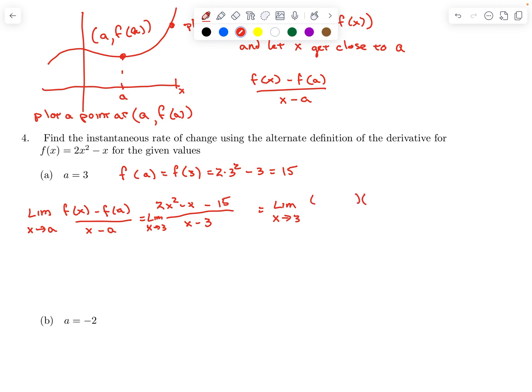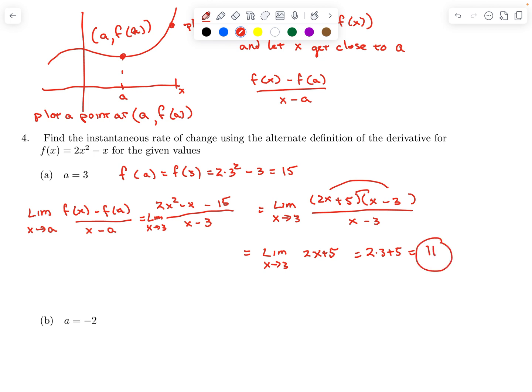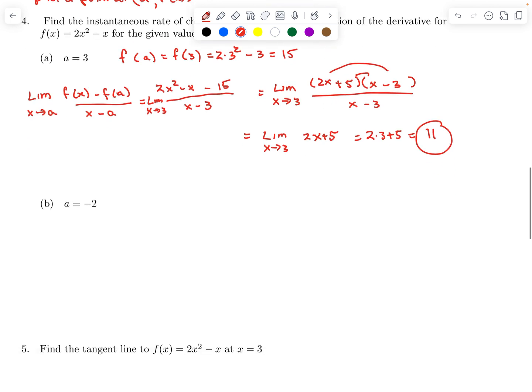Factor the top, 2x and x. I bet one of the factors on the top is x minus 3, sure enough. Yes. You'll get negative 6x and plus 5x is negative x. So factor, cancel. You can only cancel because of the word limit. Oh, look, it's 11. What a surprise. Okay.